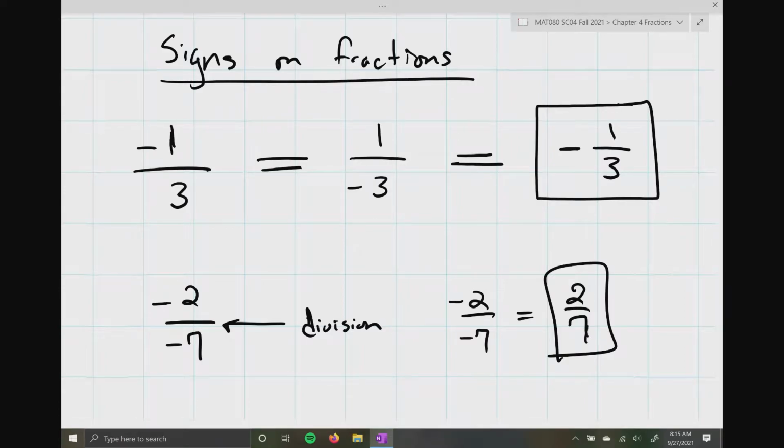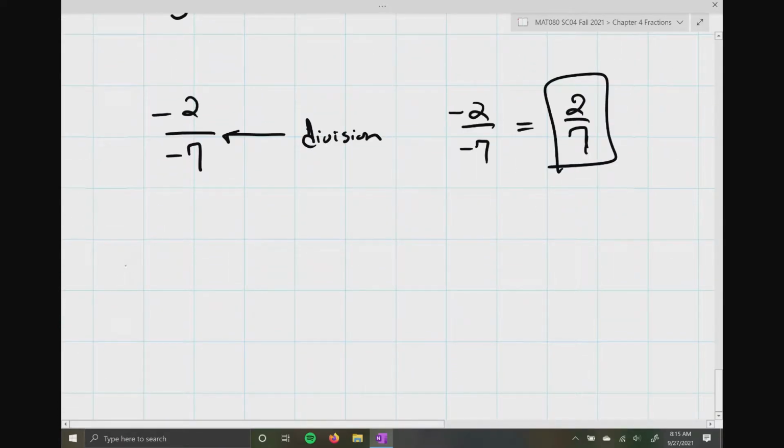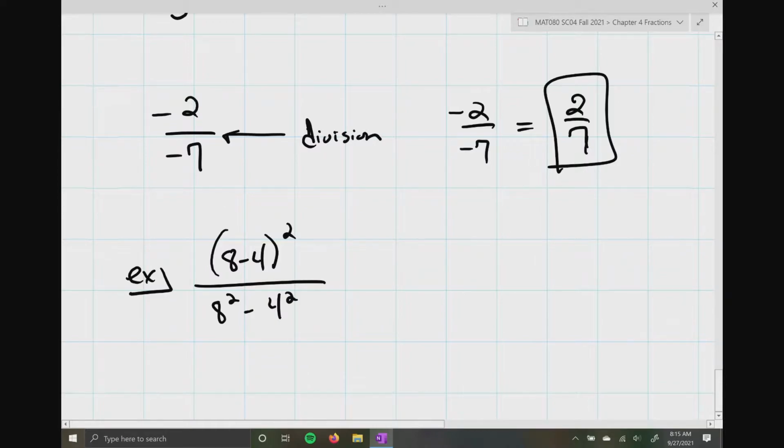All right, so let's look at the last example here. In this example, we just want to simplify. That's it. And this is going to kick in our order of operations. Remember them? Just because we have fractions, the order of operations are still the same. There's nothing different.